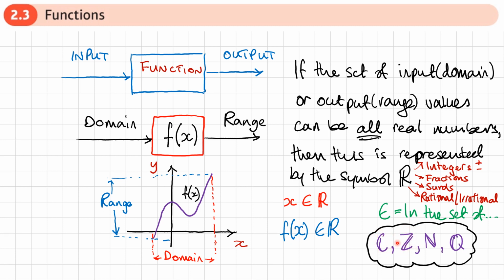Z, Zahlen, that's the name of the letter in German. This stands for the integers. So these are all the whole numbers, positive and negative. N stands for natural numbers. So these are the counting numbers. So these are positive integers. And Q stands for quotient. So these are the numbers which are written as fractions.